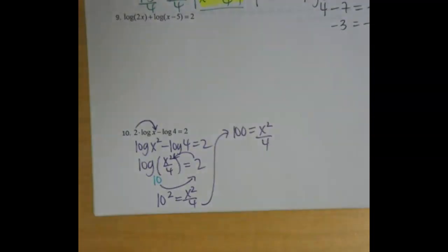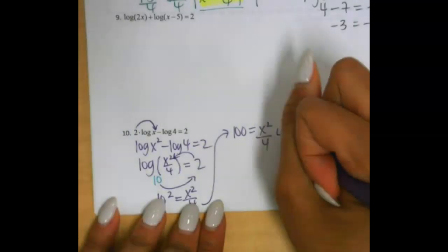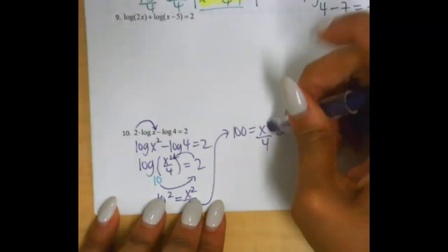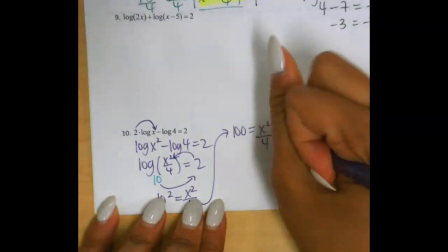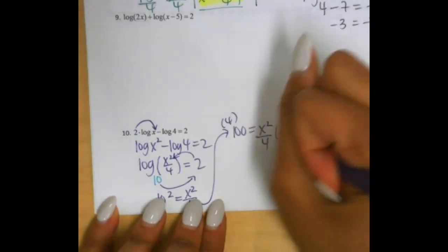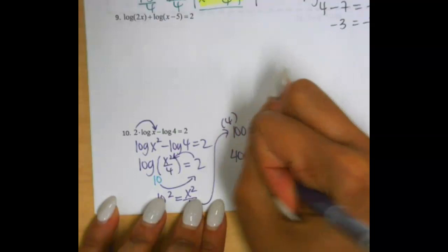All of this from here, guys, is just algebra 1. That's all this is. So I'm going to multiply both sides by 4, if I could actually write a 4 correctly today. I'm going to multiply both sides by 4. So this will be 400 equals x squared.